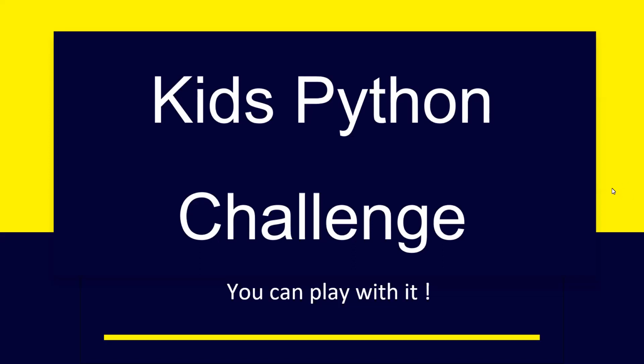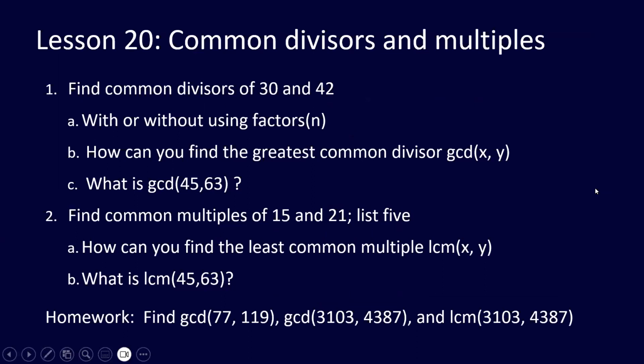Okay, let's continue our study. So last time, where were we? Yeah, we first defined a function to get the divisors of a natural number, and then applying it, we found a way to get common divisors and multiples, especially greatest common divisor and least common multiple. Okay, let's quickly check the code and then do the homework.